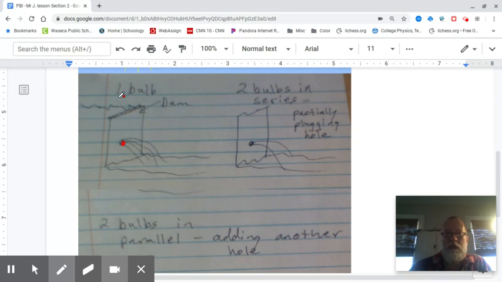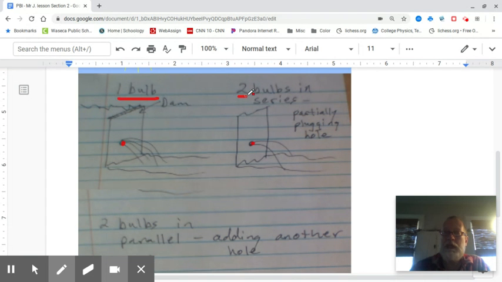So this is a single bulb example here. We have a dam with one hole in it, and it's letting this much water through the hole. When we put bulbs in series, what we're doing is we're partially blocking this hole. And so if we put two bulbs in series, it's as though this hole is half as big as this one. So this one has half the size of this one. So it's going to let half the amount of water through.